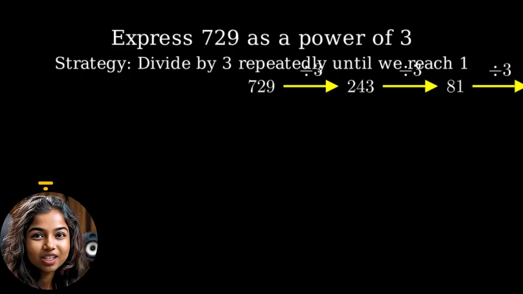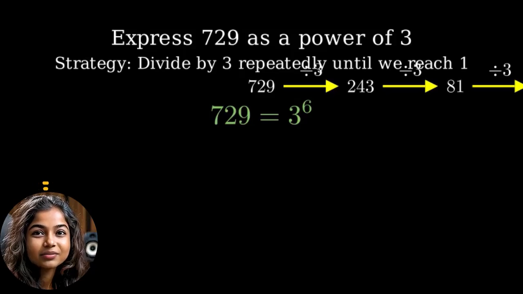81 divided by 3 is 27. 27 divided by 3 is 9. 9 divided by 3 is 3. And finally, 3 divided by 3 is 1. Now let's count how many times we divided by 3. We divided by 3 6 times to get from 729 to 1. Therefore, 729 must be 3 to the 6th power.